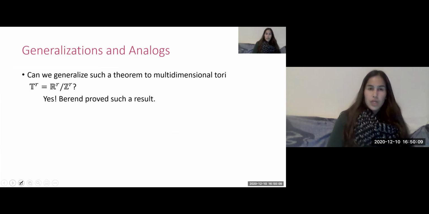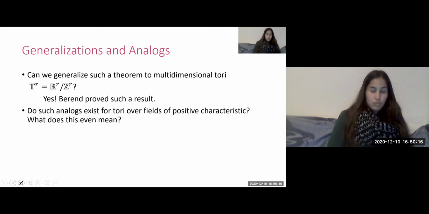And another question that I'm interested in, since a large part of my PhD research actually relies on this, is can we find some analogs for these tori for fields of positive characteristic? And before we even go into that, what does that even mean? All of this I'll discuss shortly. First, I'd like to talk about the multidimensional generalization.